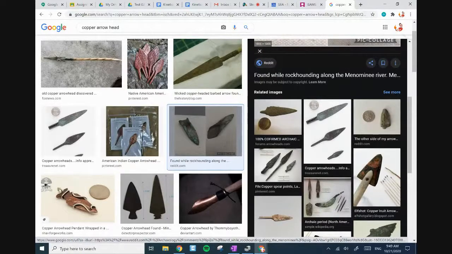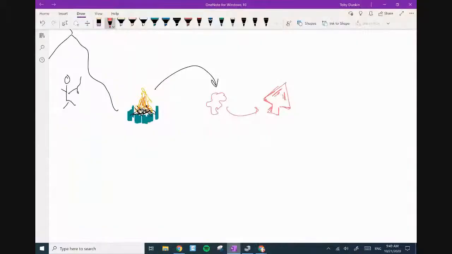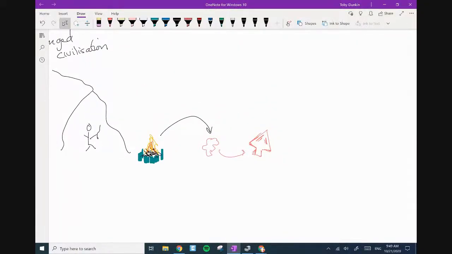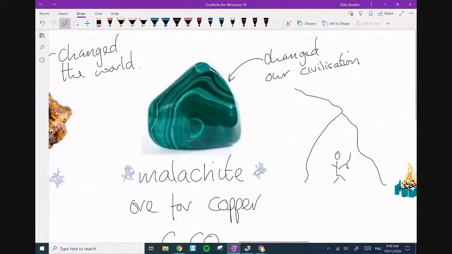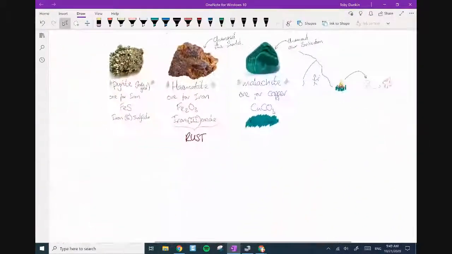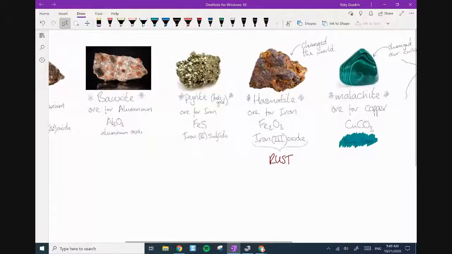And this was the Copper Age, and it actually came before the Iron Age. So copper was the first metal to ever be extracted, which is really cool. So yeah, it changed our civilization, changed probably our evolutionary path. Amazing stuff. So out of these rocks, four of the rocks you need to know.